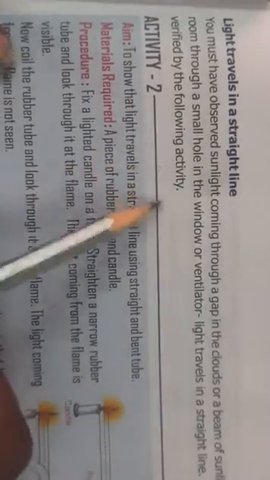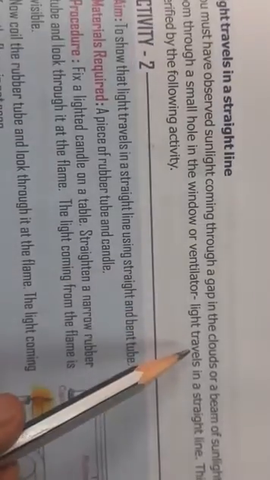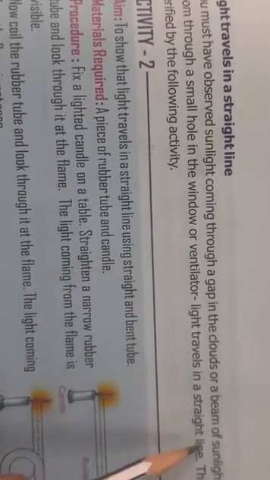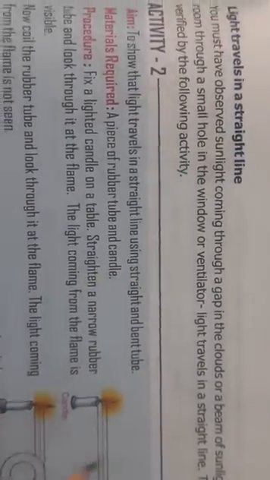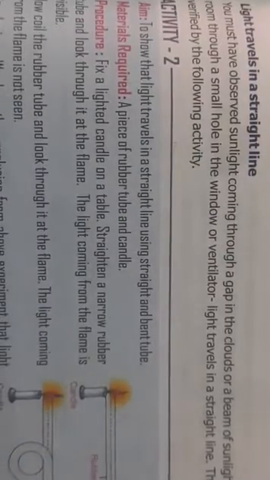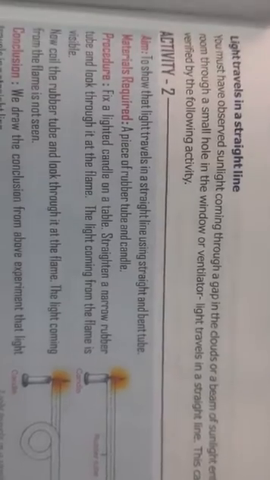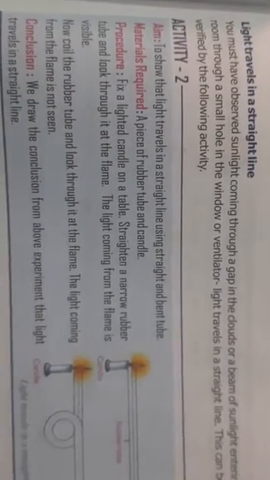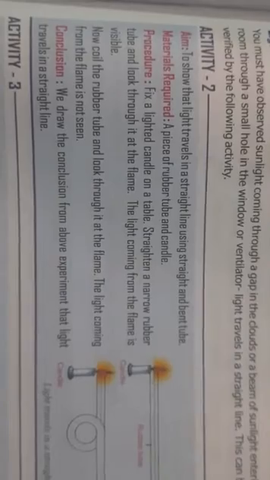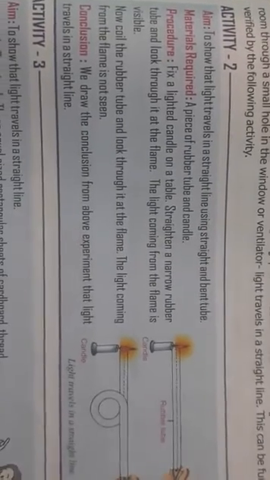You all must have observed sunlight coming through a gap in the clouds, or a beam of sunlight entering a dark room through a small hole. You all must have seen that. So when you look at that, you must have seen that light always travels in a straight line. We can verify this very easily by doing an activity.